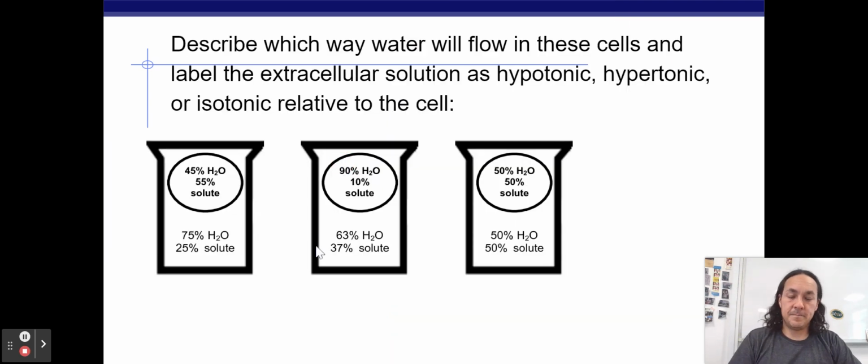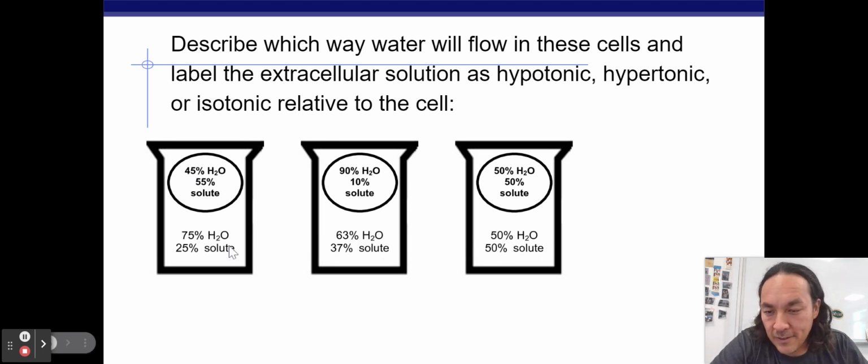And so we dissolve the shell and then we put it in different solutions. So which way will the water flow? So let's look at this, right? 45% water inside the cell, 75% water outside the cell. Water is always going to flow from areas of high concentration to low. So it's going to go from the outside to in. We call this a hypotonic environment relative to the cell.